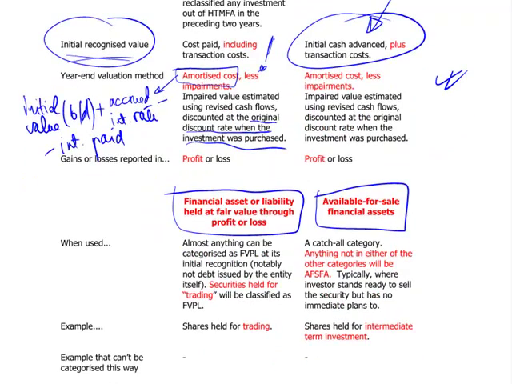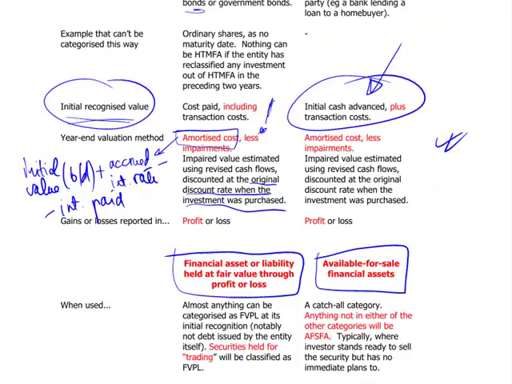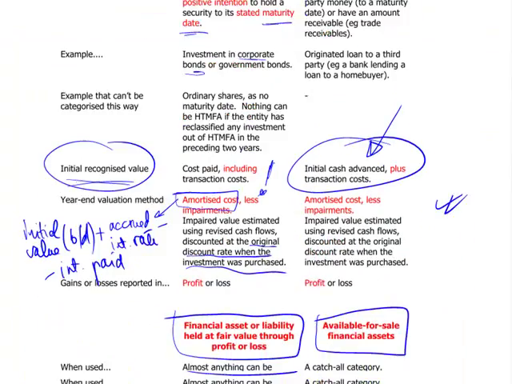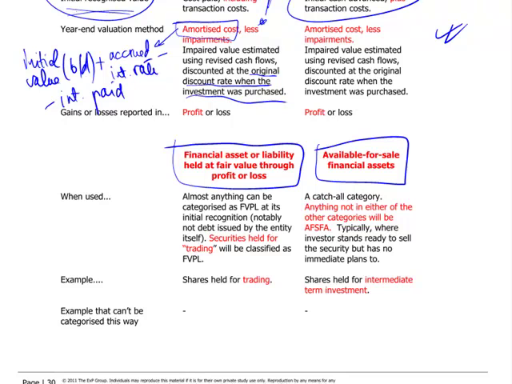Now, if we want to look at the other two categories, because loans and receivables are very similar to held to maturity, they are put in parallel for you to easily contrast the slight differences. Let's have a quick look at the other two categories. Financial assets or liabilities held at fair value this time, so not amortized cost, through profit or loss. So imagine here you'll have anything that can be categorized at its initial recognition, such as securities held for trading. So this time you're not holding the financial asset to maturity, you are holding it for trading purposes.